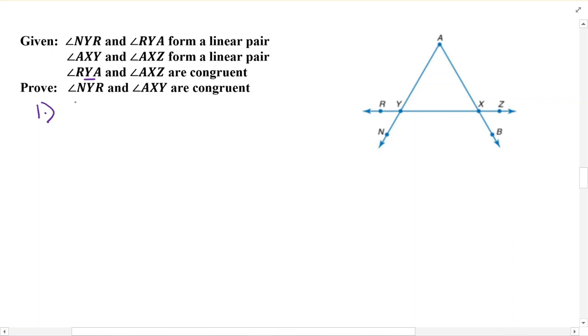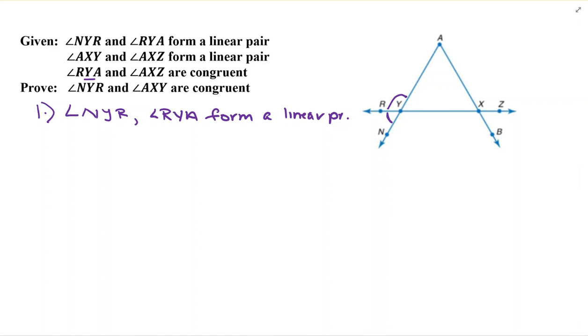We start out by writing down the given. So angle NYR and RYA form a linear pair. So angle NRY, which is this angle here, and angle RYA form a linear pair. We were also told that angle AXY and angle AXZ form a linear pair.